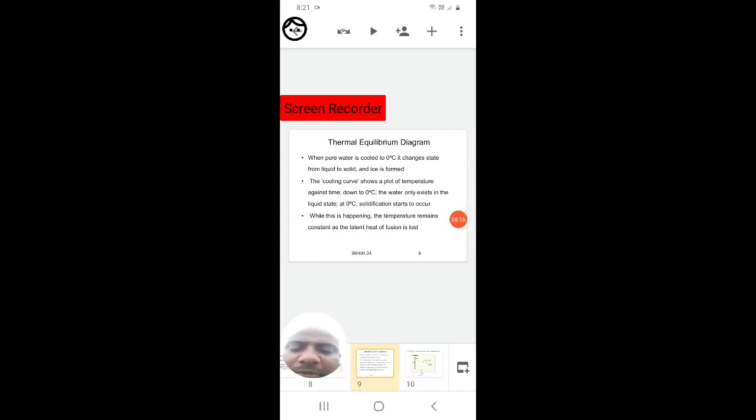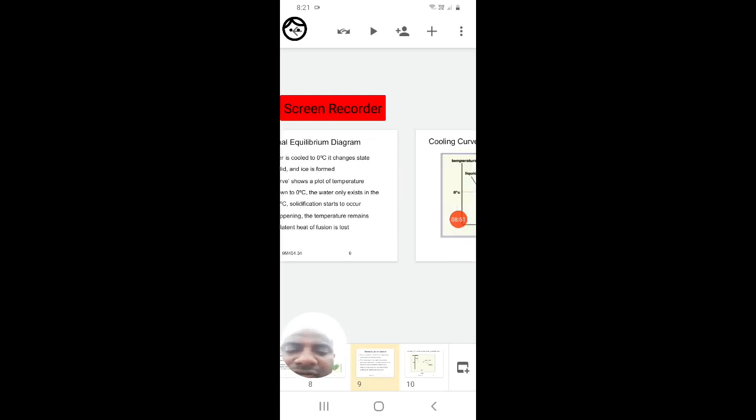In the thermal equilibrium diagram, when pure water is cooled to 0 degrees centigrade, it changes state from liquid to solid and ice is formed. The cooling curve shows a plot of temperature against time. So that means down to 0 degrees centigrade, the water only exists in the liquid state. At 0 degrees centigrade, solidification starts to occur. While it is happening, the temperature remains constant as the latent heat of fusion is lost.